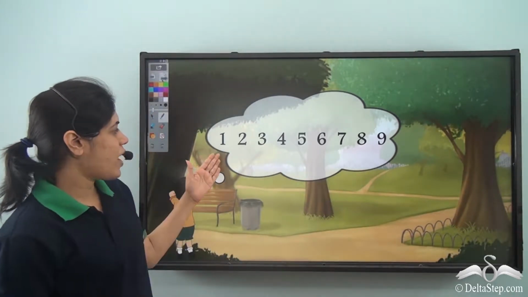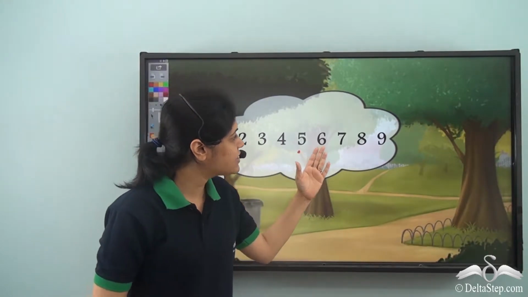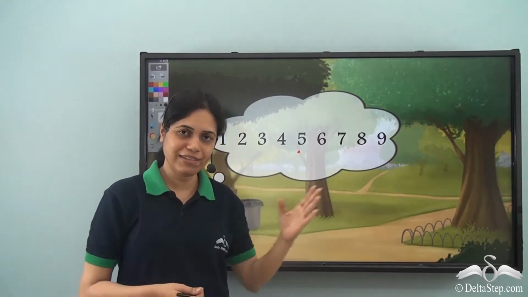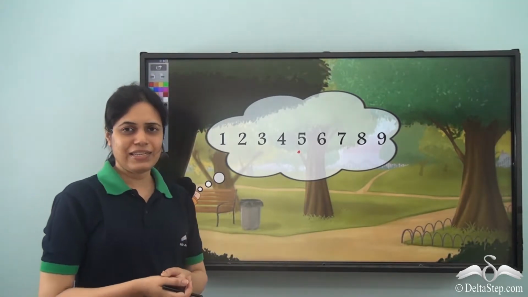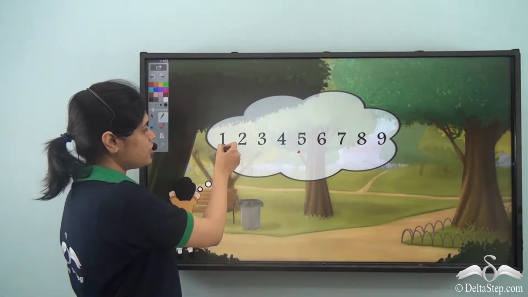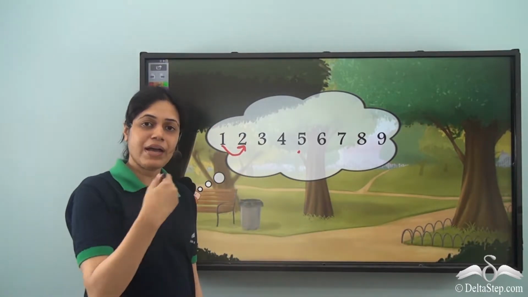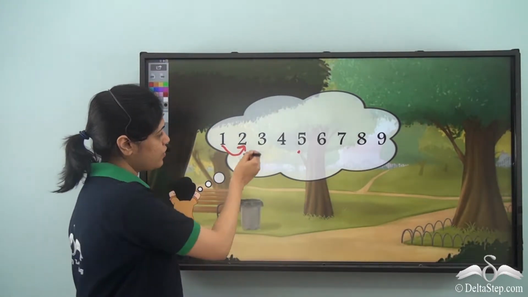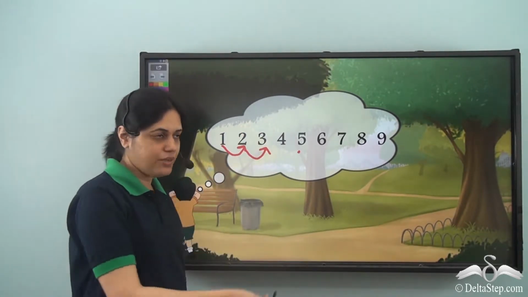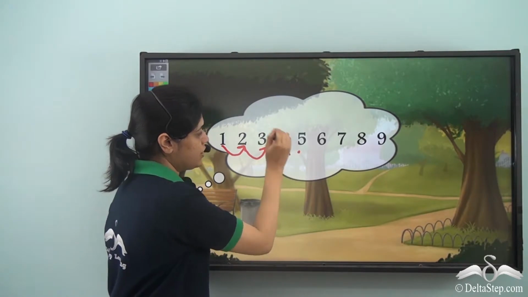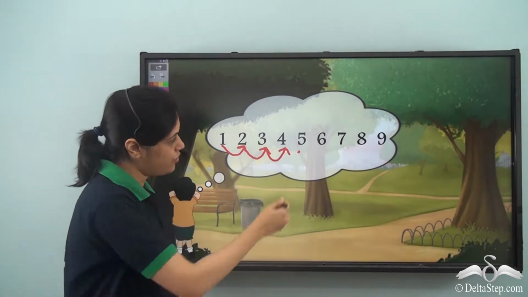Well, 1, 2, 3, 4, 5, 6, 7, 8, 9. This is how you count. So, what exactly is happening here? So, you start with 1 and move one step ahead to 2. From 2, you move one step ahead to 3. From 3, you move one step ahead or one step forward to 4.